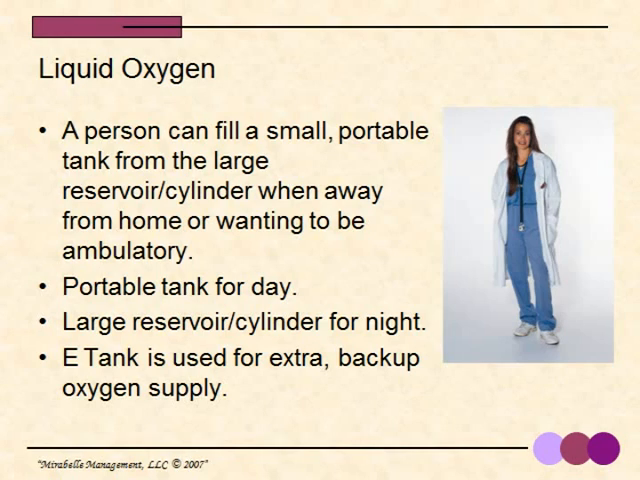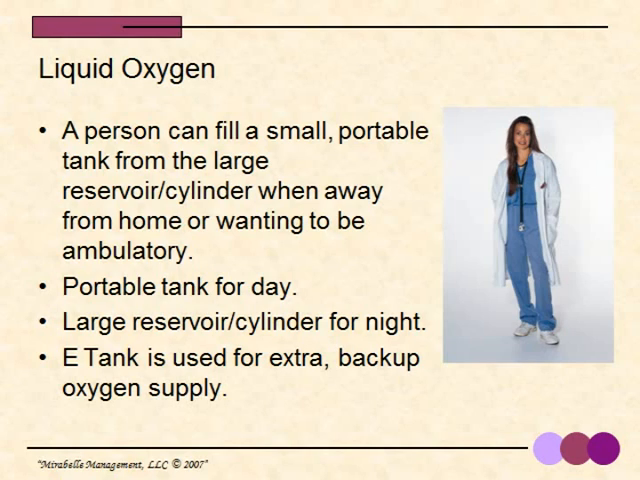A person using oxygen can have the tubing connected directly to the reservoir, or a small portable oxygen tank can be filled from the large cylinder, thus allowing the person to have several hours of continuous oxygen while he is ambulatory or away from his apartment or home. Generally, a person will use the portable tank during the day and then connect to the large cylinder for nighttime use.